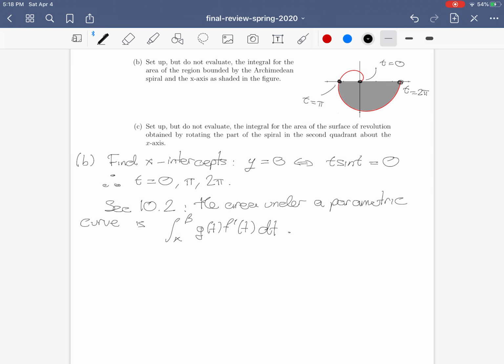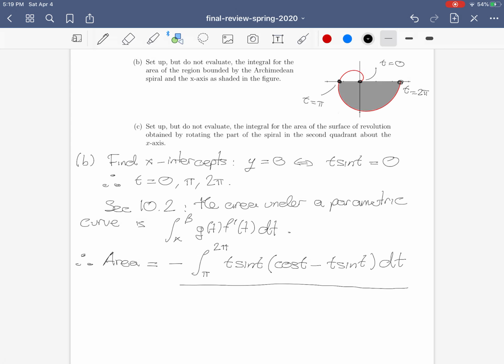So in our case, the area that we're interested in is going to be negative the integral from pi to 2 pi of g of t, which is t sine t, times f primed of t, which is cosine t minus t sine t, dt. So that's our answer. Let me just be clear on a couple of things here.